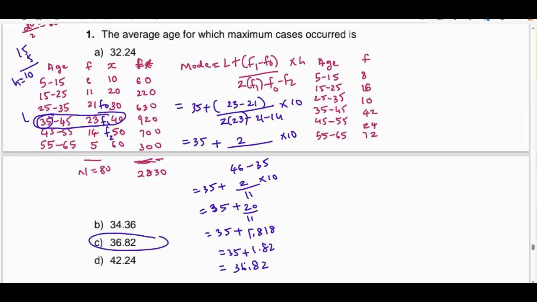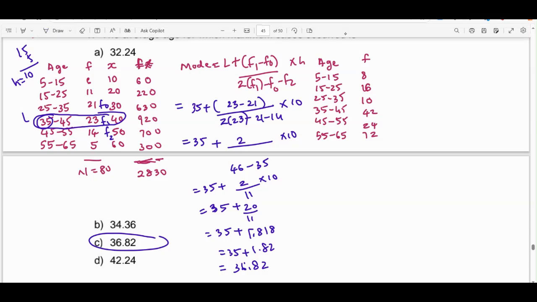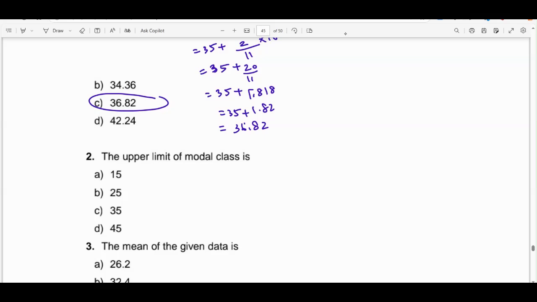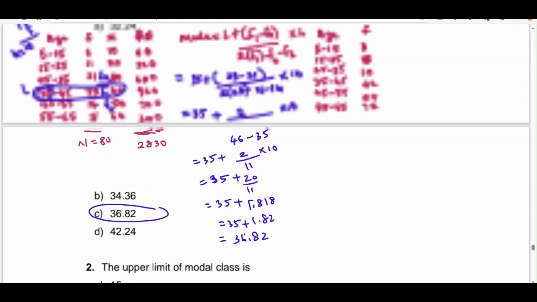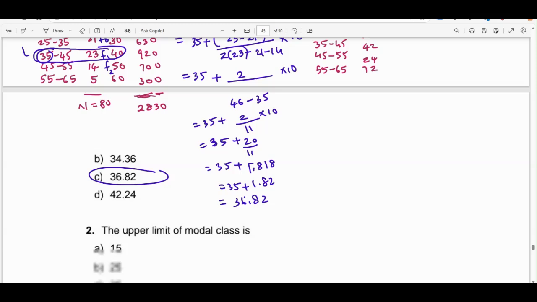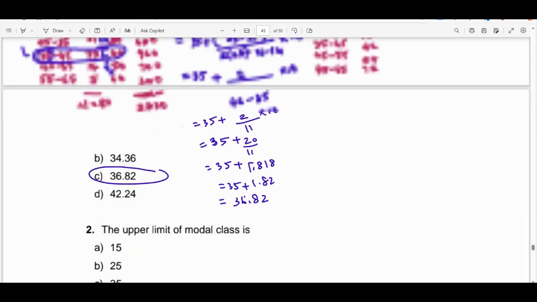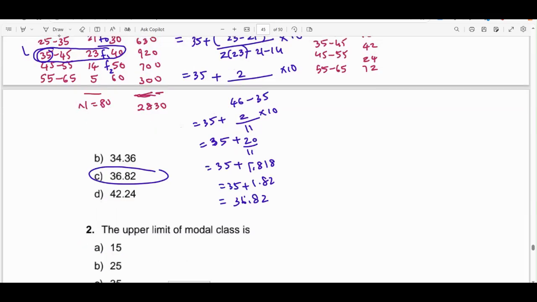Then moving on to the next one, the next question is the upper limit of the modal class. What is the upper limit we have here? It is 45. So the modal class upper limit is 45. Then the mean of the given data. What will be the mean of the given data? How will you calculate that? Mean will be x bar.